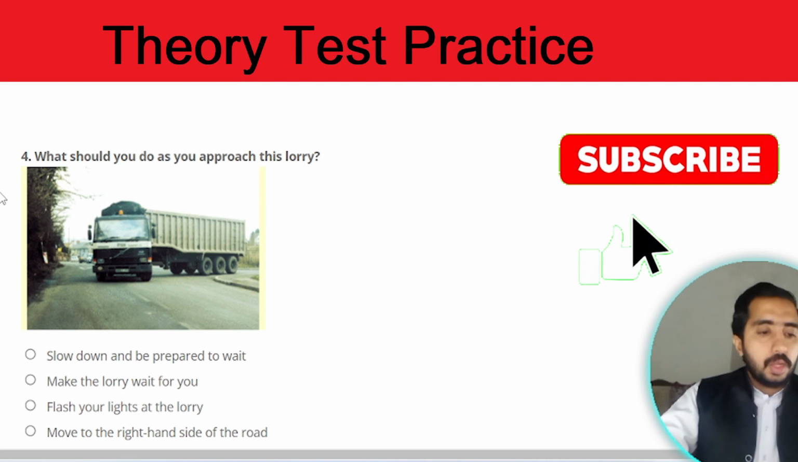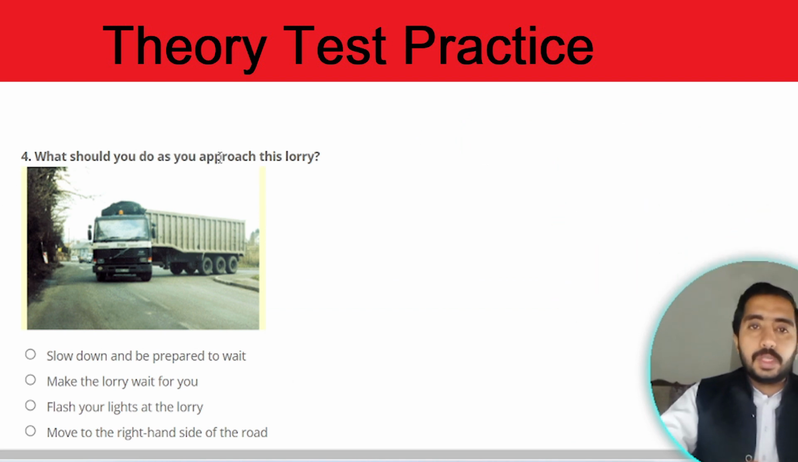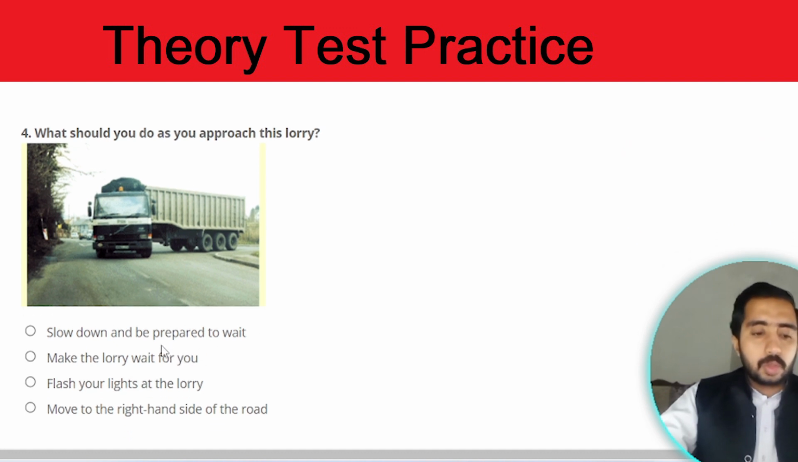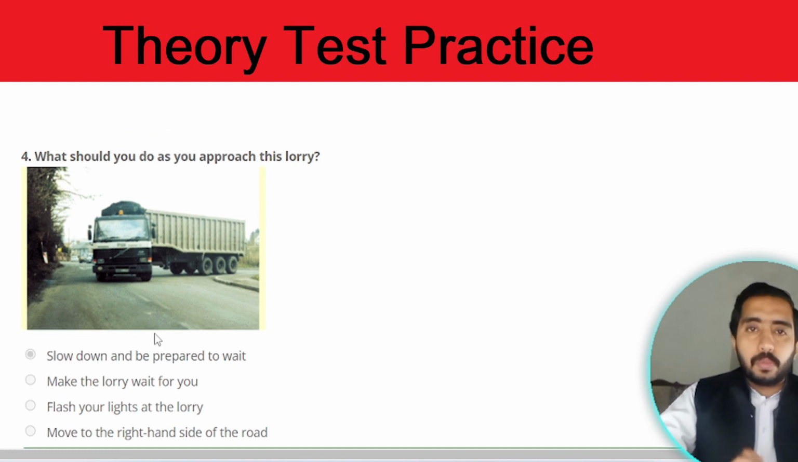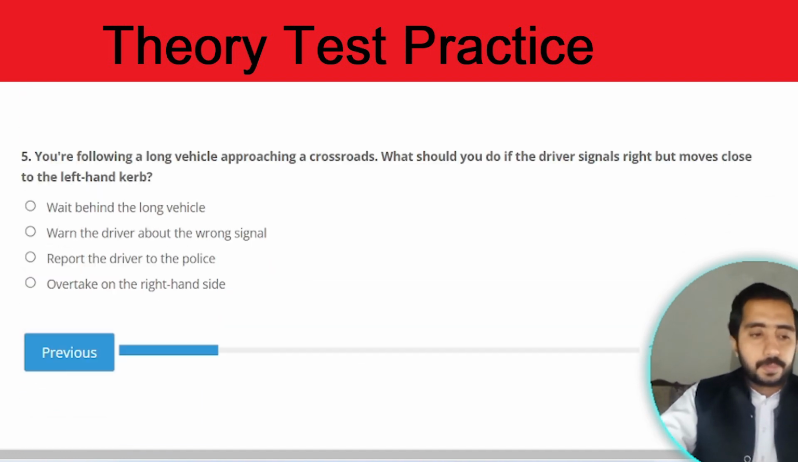Next question, question number 4. What should you do as you approach this lorry, as given in the image below? You need to slow down and be prepared to wait. Option A is the correct one.